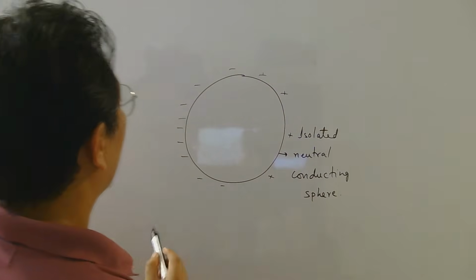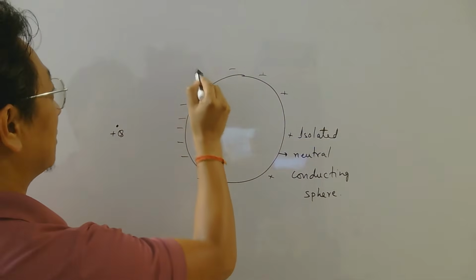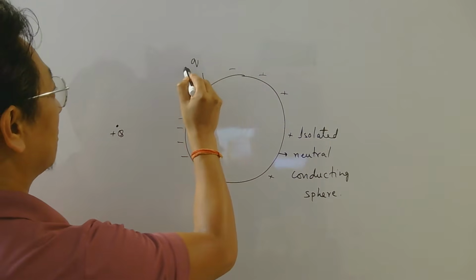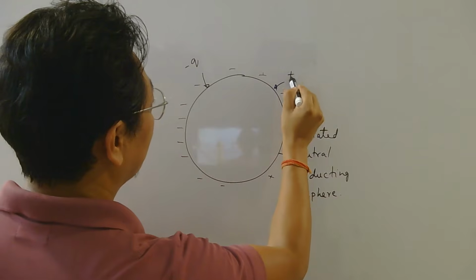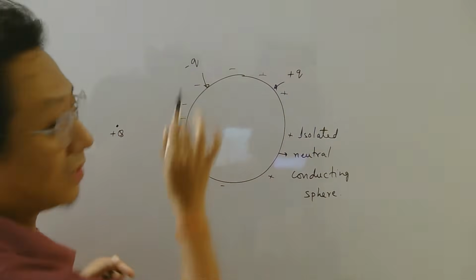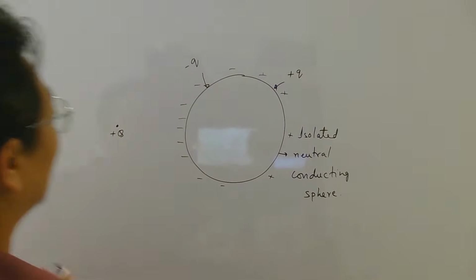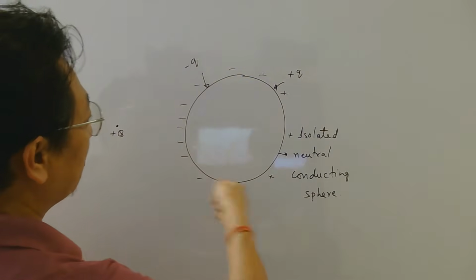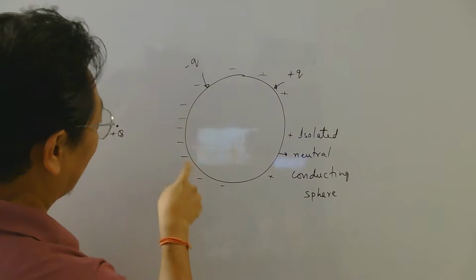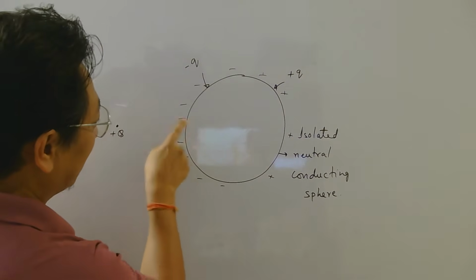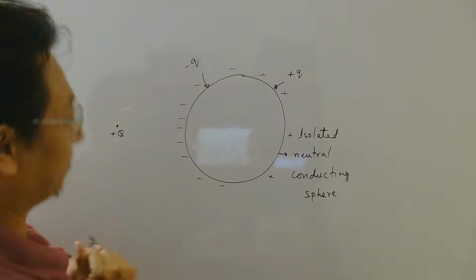And if the negative charge is, let's say, minus q, then the positive charge must be plus q, because total charge has to be 0. The distribution will not be uniform because this plus q is nearer to this side. So the concentration of negative charge here will be more.